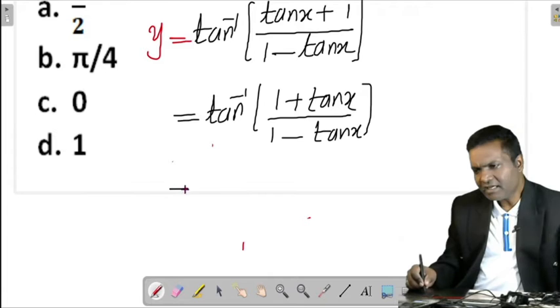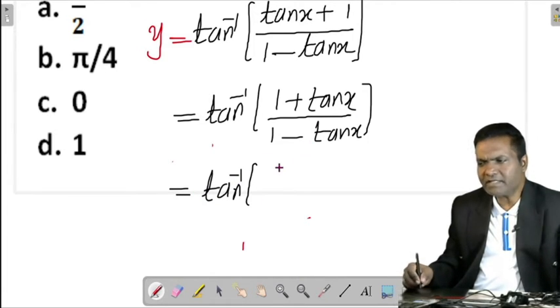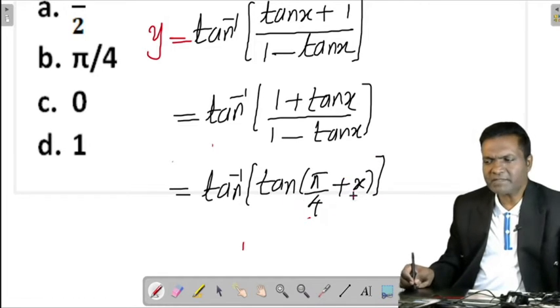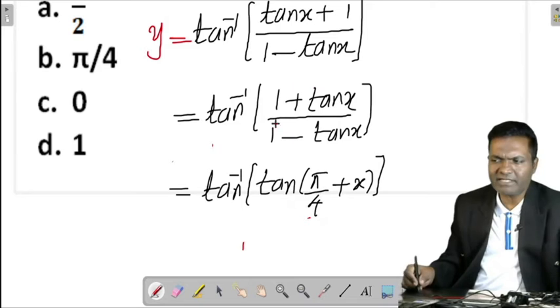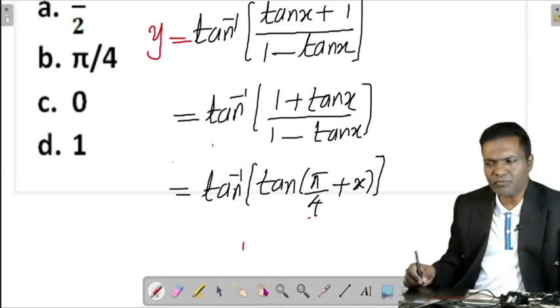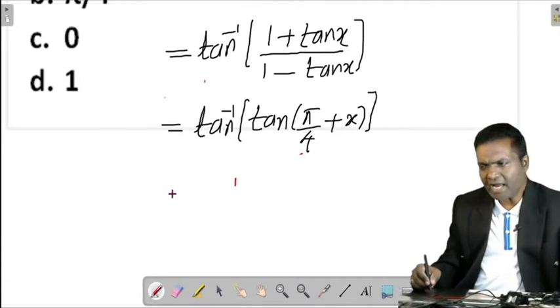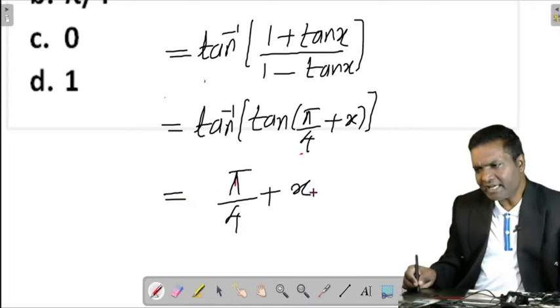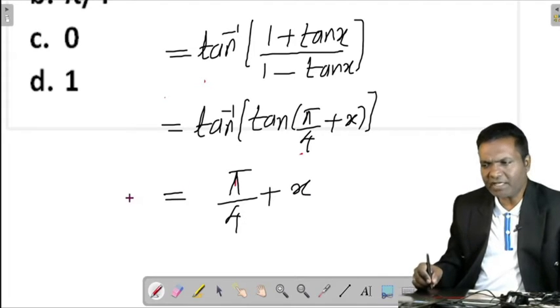And I can write it as, this is 1 plus tan x by 1 minus tan x, it is tan of pi by 4 plus x. If you expand it using tan of a plus b, you will get this. Tan pi by 4 is 1. So tan inverse of tan is just pi by 4 plus x, because tan inverse of tan vanishes. So this is your simplified y.